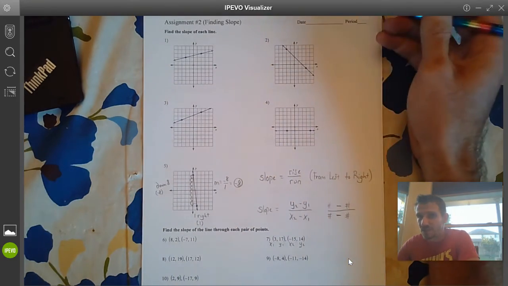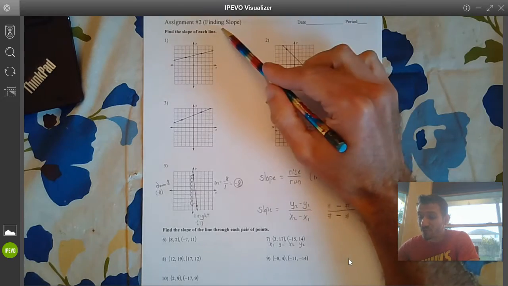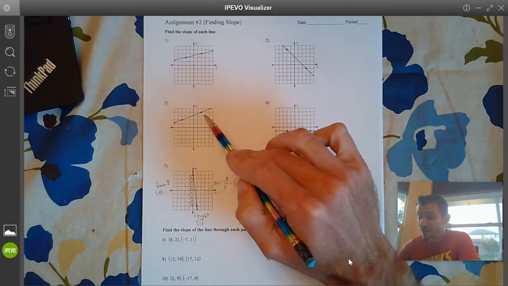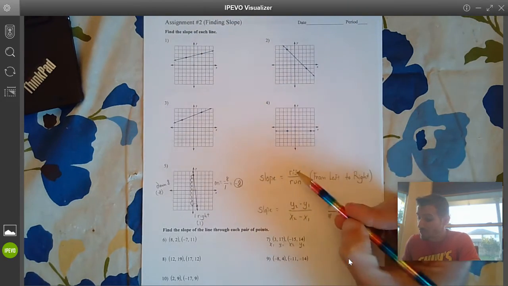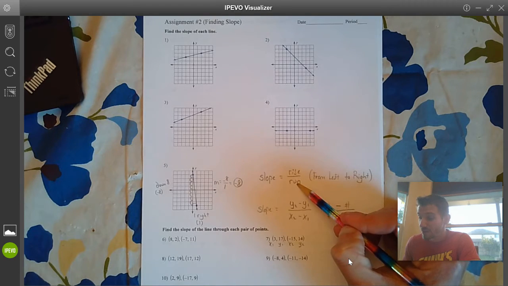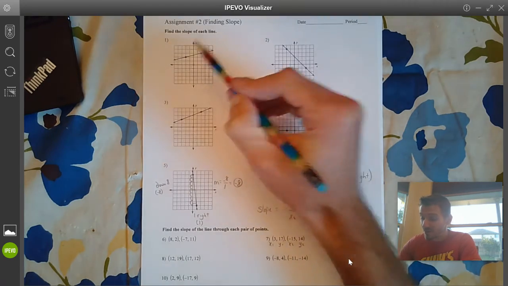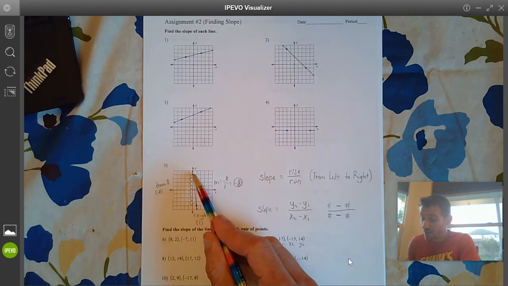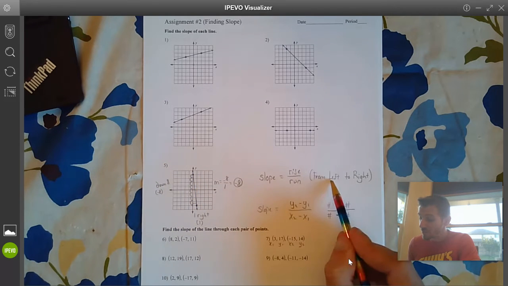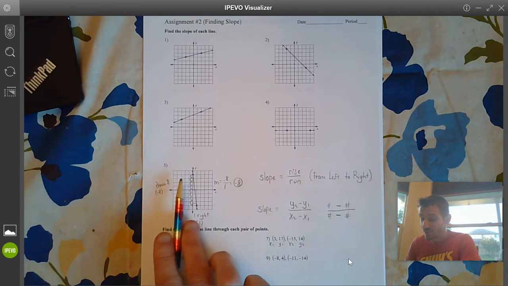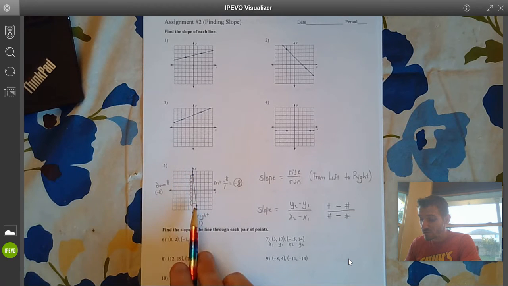Okay, next one, assignment number 2. We're trying to learn how to find slope given a line. Well, remember, slope is rise over run. So it's taking a point such as this one right here. You start at your left point and go to your right point. So furthest left is here. I need to get to here.